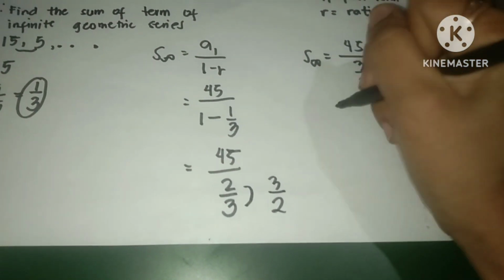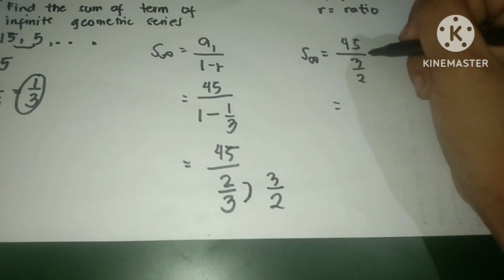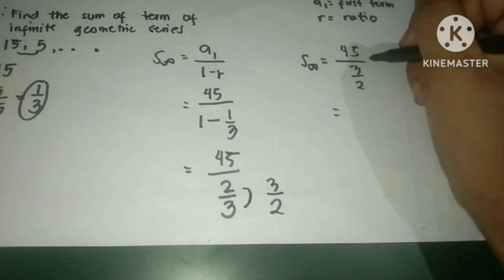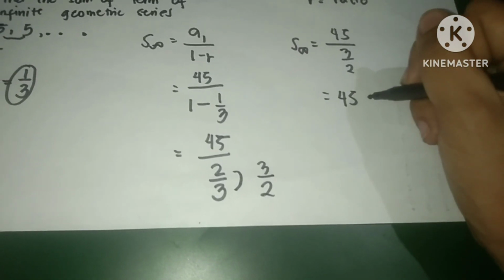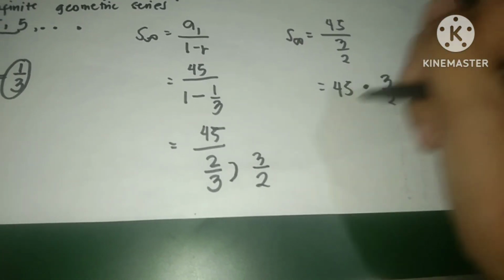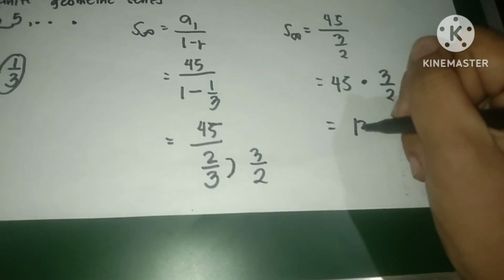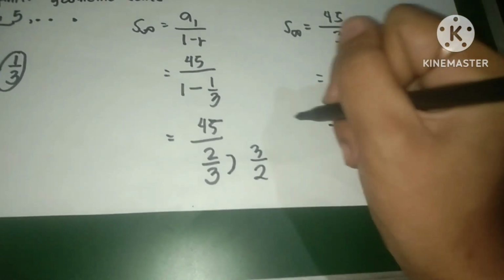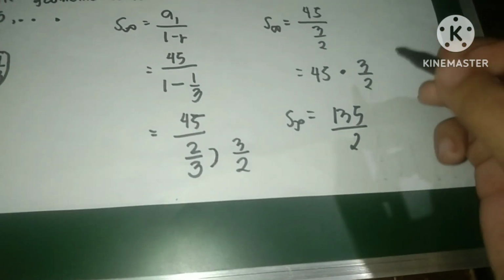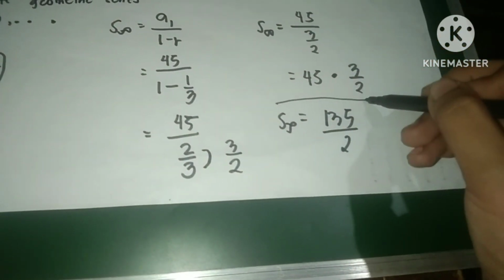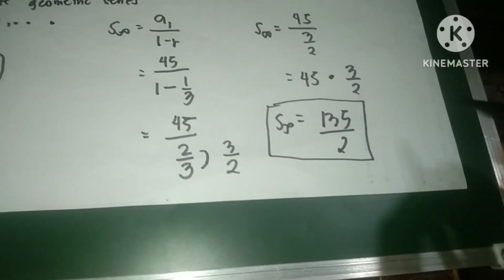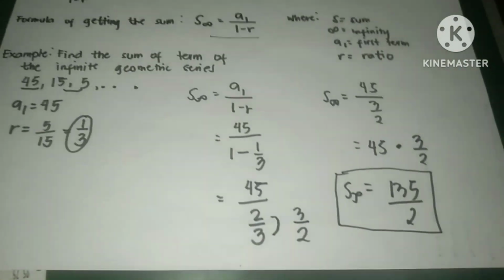Since it is division, we can change it to multiplication. So 45 times 3 over 2 is equal to 135 over 2. So the sum of the terms of the infinite geometric series is 135 over 2. So that's it.